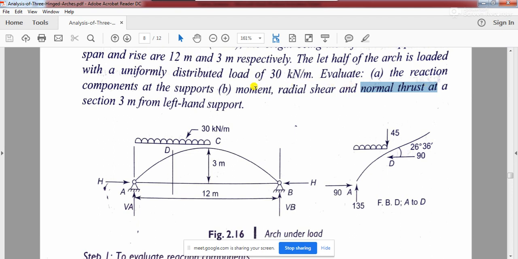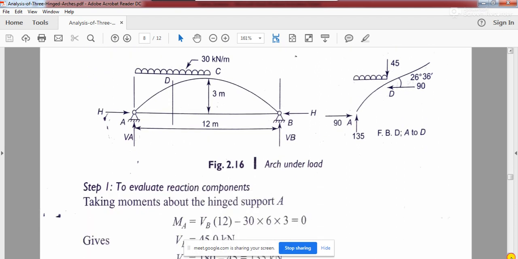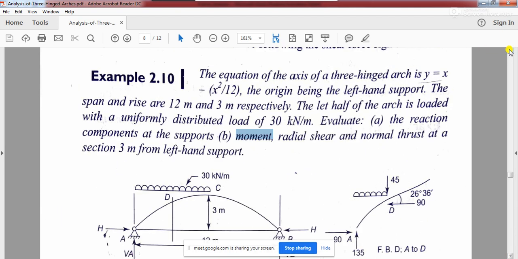Okay. So first let us try to find out what is the moment. So how do you find out the moment? Can anyone tell me from this problem definition? What you will have to do? Where you will have to find out the moment? What is the question saying?